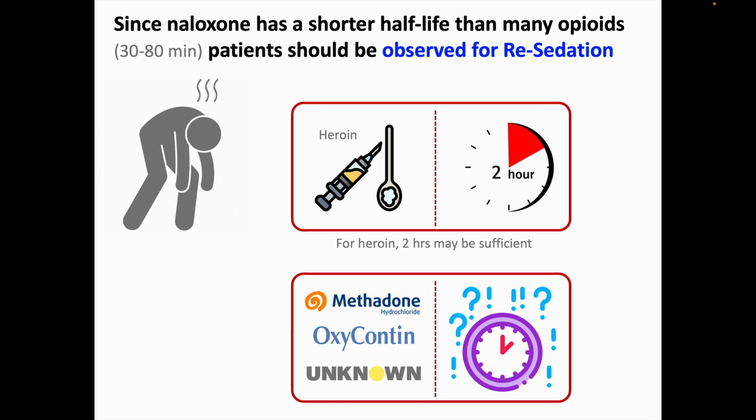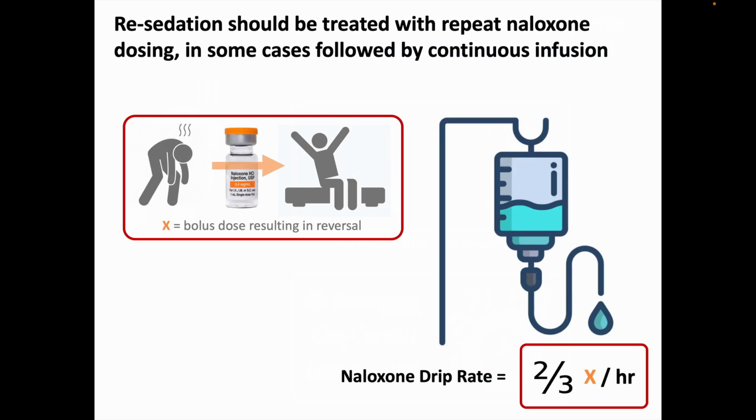But what if the patient had opioid toxicity from a longer-acting agent like methadone, an extended-release preparation like OxyContin, or from some unknown opioid? Presumably, you should observe these patients longer, for at least several half-lives of naloxone. The Goldfrank chapter recommends 4 or maybe even 6 hours. Should a patient become resedated, they should receive additional naloxone. And in some cases, this might be followed by starting a continuous infusion.